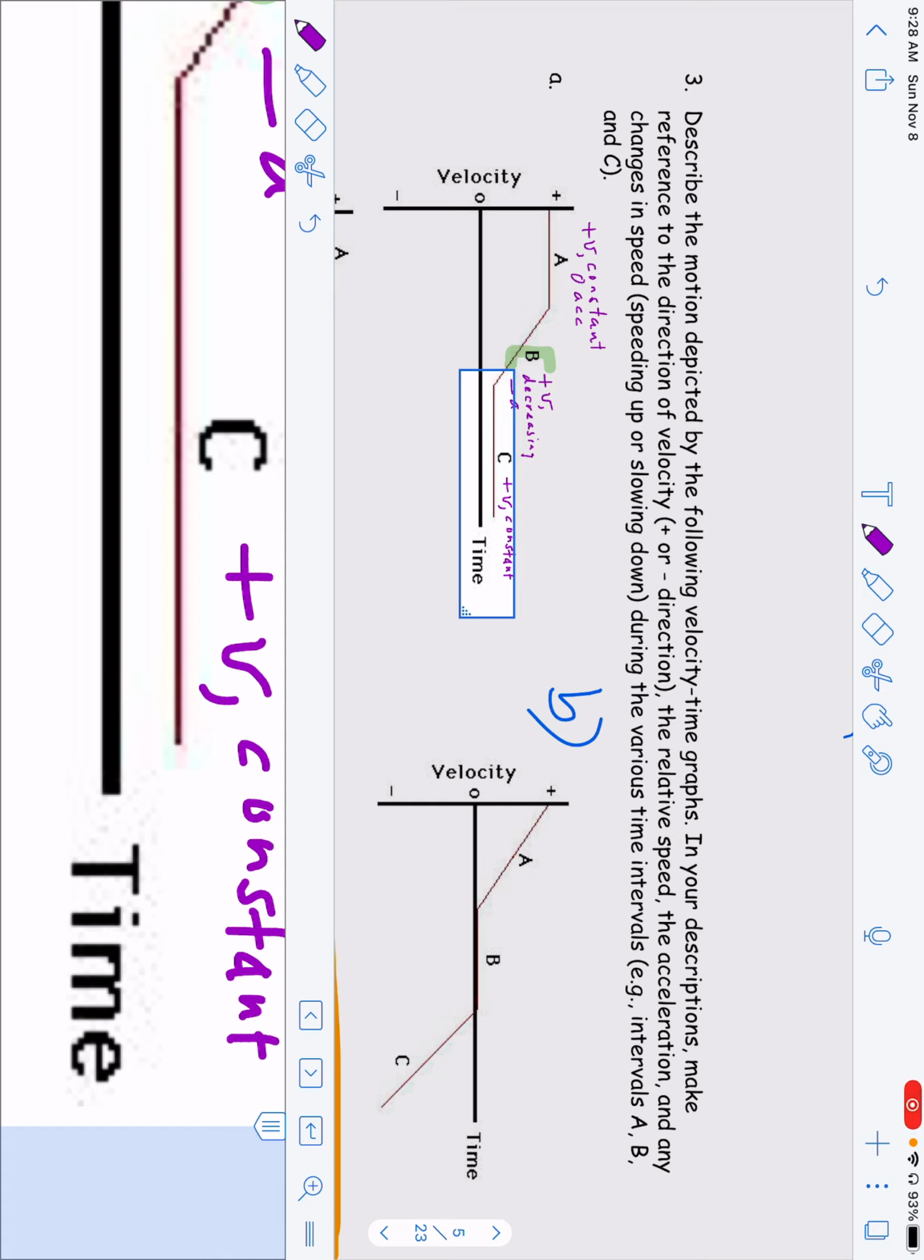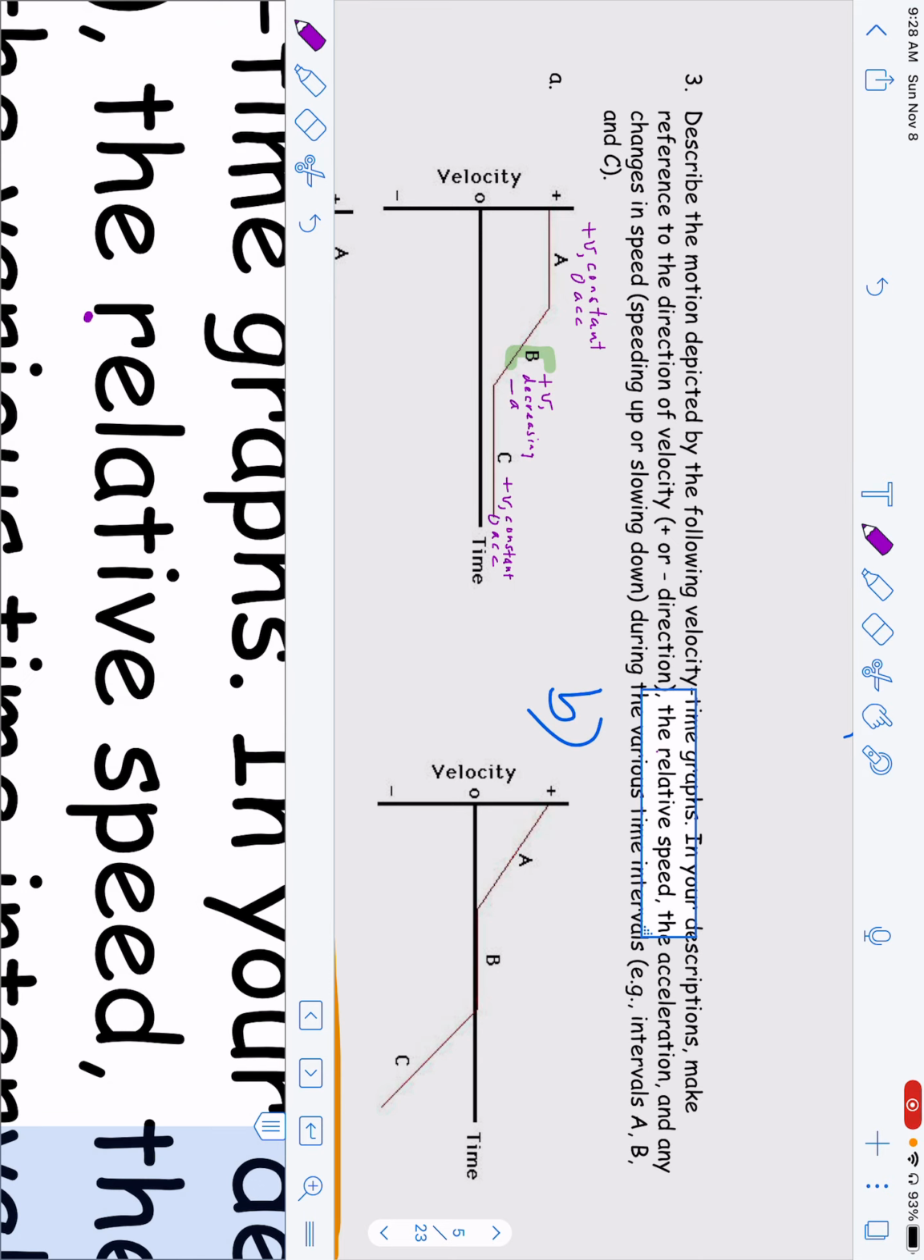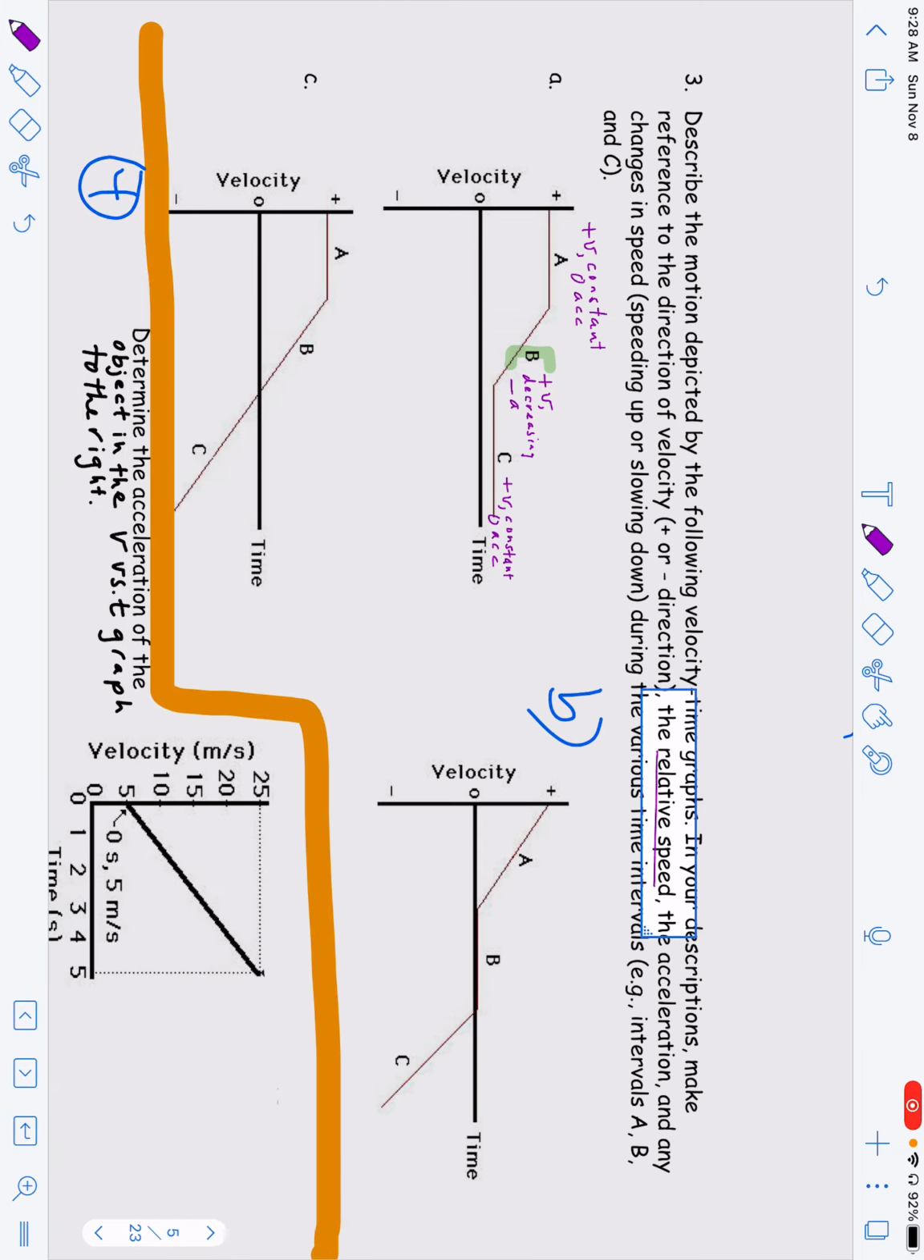And we got zero acceleration because the speed's staying constant. Okay? You can see that it's slower. It's moving slower at C here, the relative speed. What do I mean by that? At C it's going slower than it's going at A. And it's slowing down in section B. You should know that. I mean, that should be obvious.